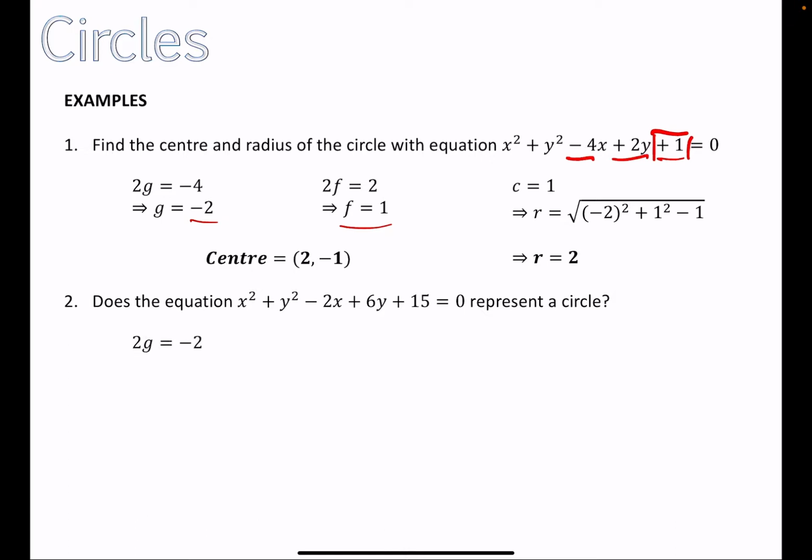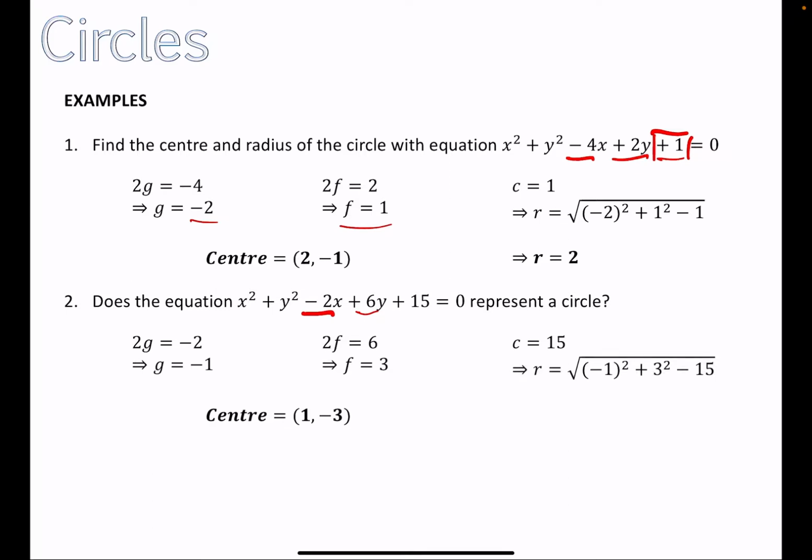So it doesn't matter where the center is. The center will always exist. We just need to actually find out if the radius is greater than 0. So we need to still find our g and our f. So 2g is our coefficient of x, 2f is our coefficient of y. So g is basically -1 and f is 3. And if we plug that in with the c to our radius formula, this isn't important, the center isn't important, it's just the next bit. So -1 squared plus 3 squared minus 15, -1 squared is 1, 3 squared is 9.